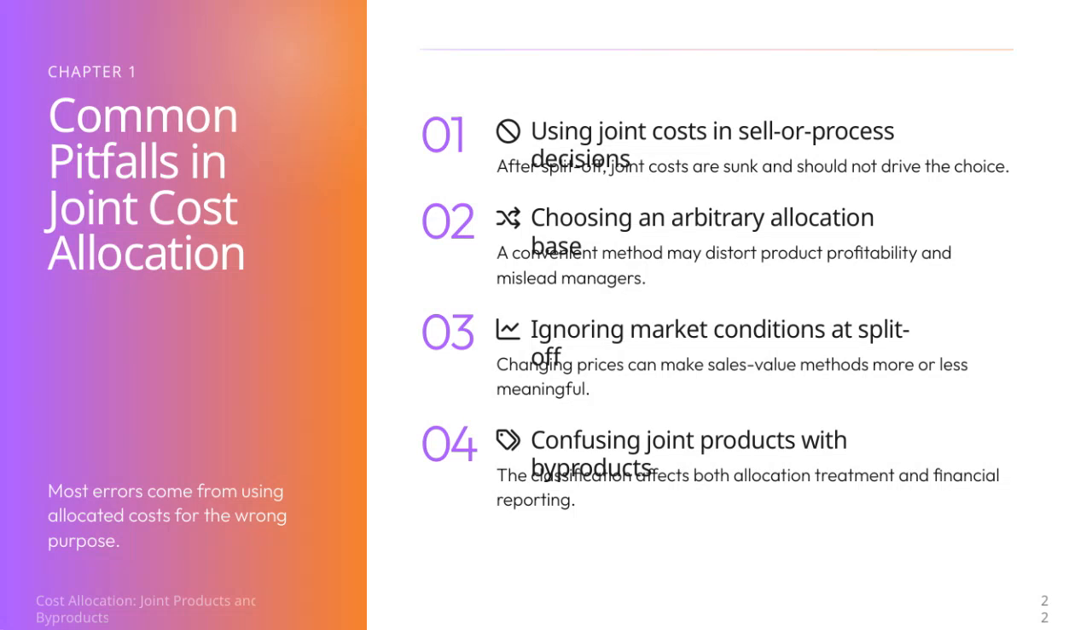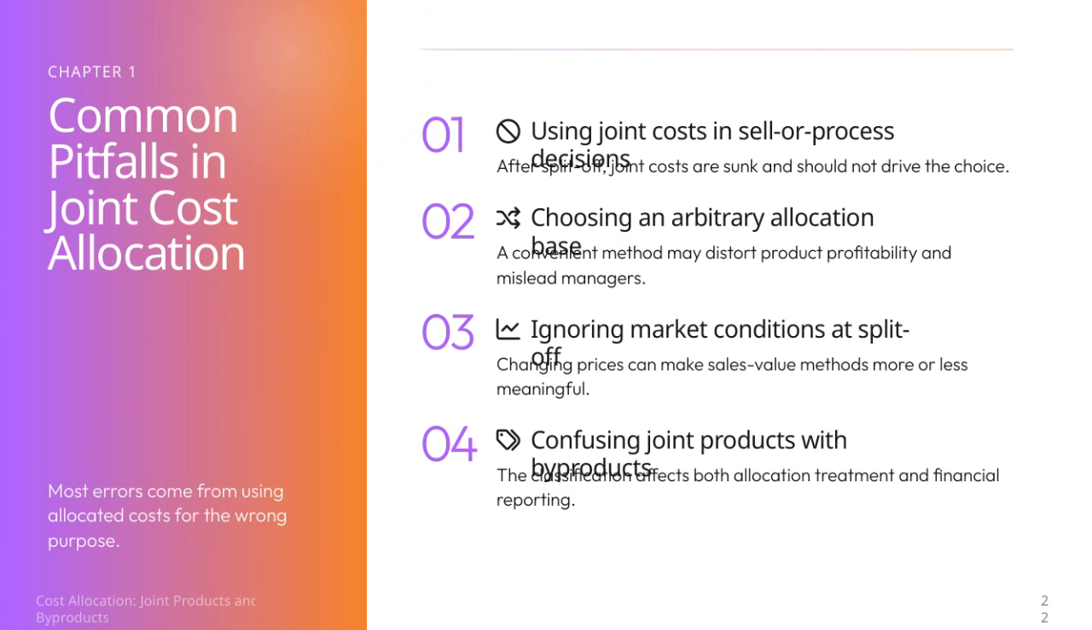When dealing with joint cost allocation, there are several common pitfalls that can lead to errors. First, using allocated costs for the wrong purpose is a major source of mistakes. For example, when making sell or process decisions after the split-off point, joint costs are considered sunk and should not influence the decision. Second, choosing an arbitrary allocation base simply because it's convenient can distort the profitability of products and mislead managers, so it's important to select a base that reflects the economic reality.